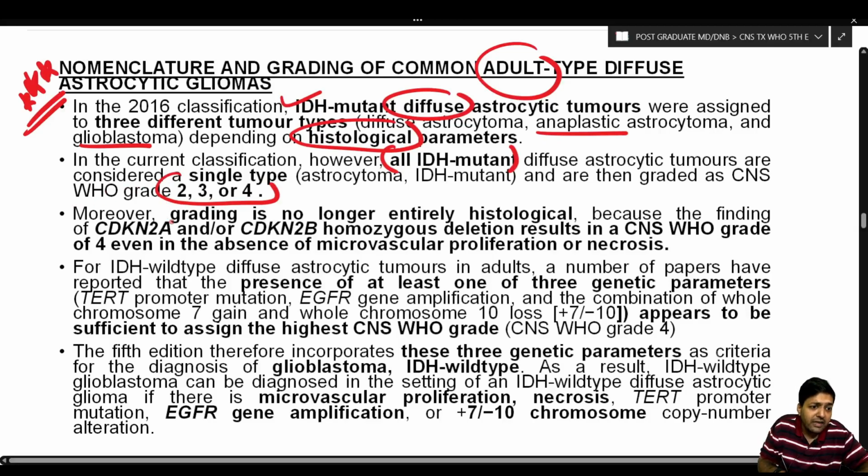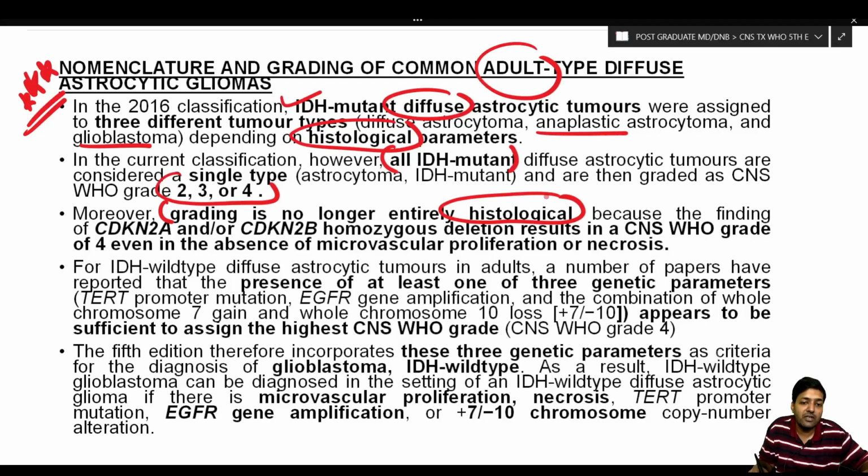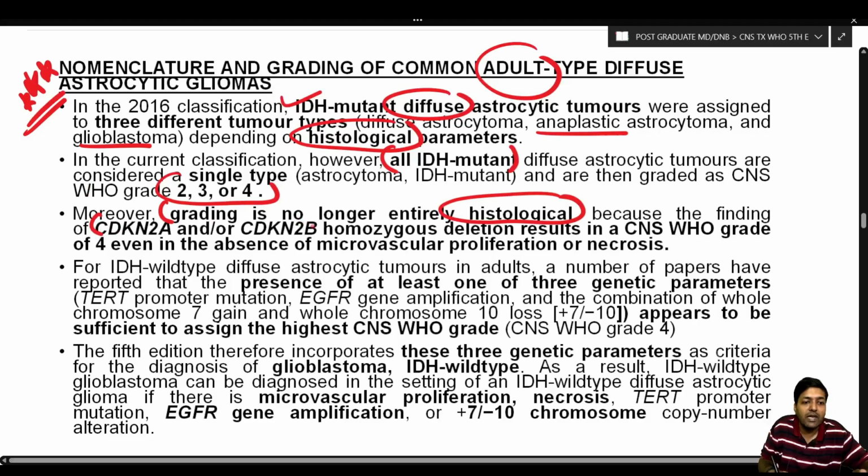Similarly, grading is no longer entirely histological. That means it is not the case that if atypia is present, if anaplasia is present, or if necrosis and vascular proliferation is present, we grade it as 2, 3, 4 respectively. No, it is not like that. Now many molecular alterations are also integrated. So the finding of CDKN2A and/or CDKN2B homozygous deletion results in CNS WHO grade 4, even in the absence of microvascular proliferation or necrosis. Normally, the histological criteria of necrosis and microvascular proliferation assign grade 4.